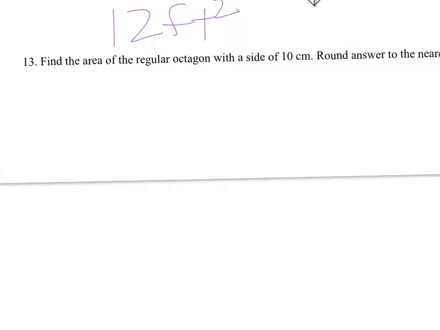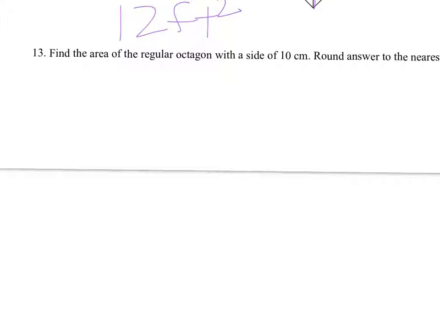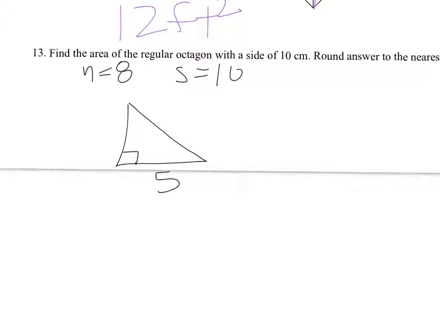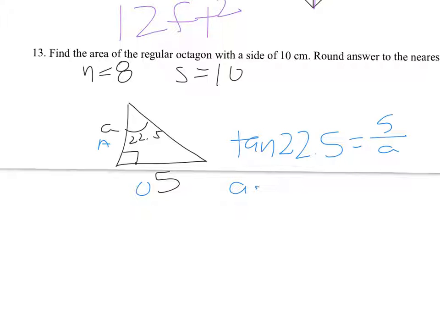Find the area of a regular octagon, side length 10. So regular octagon, side length 10. Here's my right triangle. Here's my 5. 360 divided by 8 divided by 2, 22.5. Looking for my apothem. Opposite, adjacent. Tangent of my angle is equal to my opposite over my adjacent. A times tan of 22.5 is equal to 5. I have to divide by tan of 22.5.